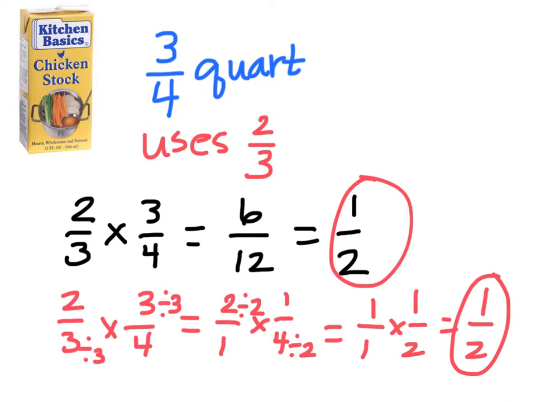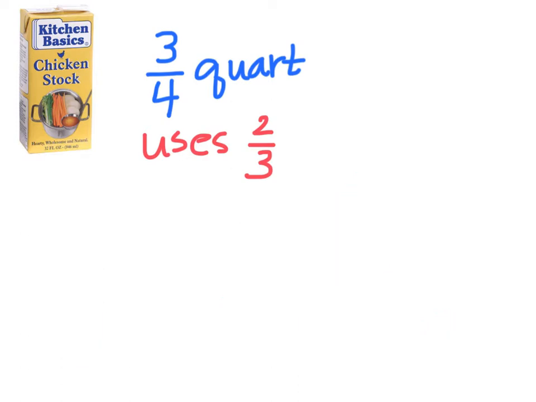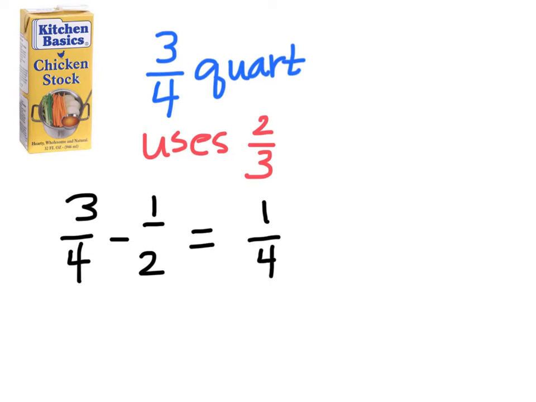So how would we solve for B? What does he have left? We would take the 3/4 quart that we began with, and we'd subtract the 1/2 quart that he used to get 1/4 remaining. Just to show you, I skipped a step here. There you go. So he has 1/4 quart chicken stock left when he's done. Let's work through another problem like this together.